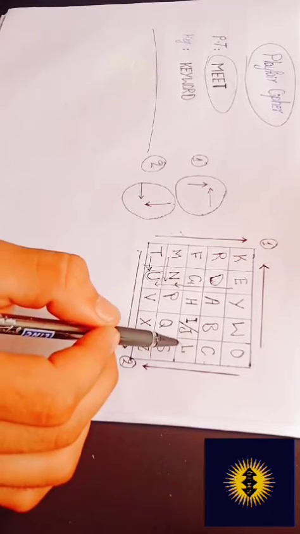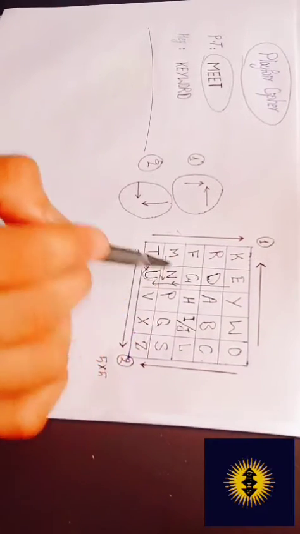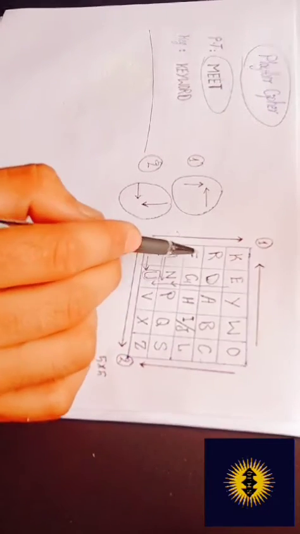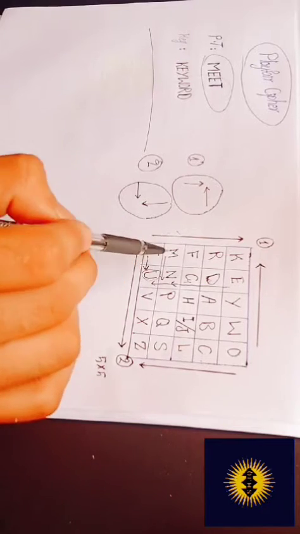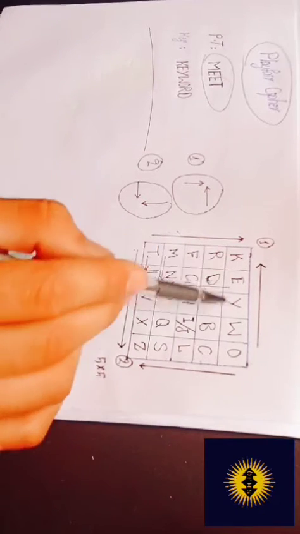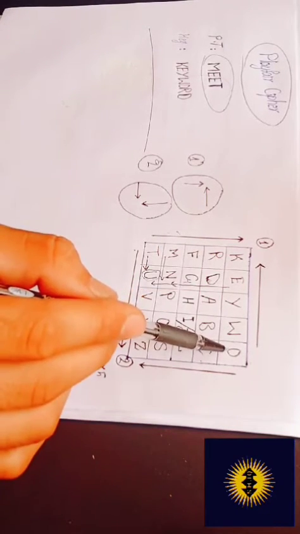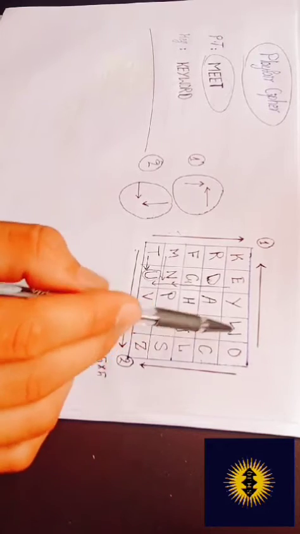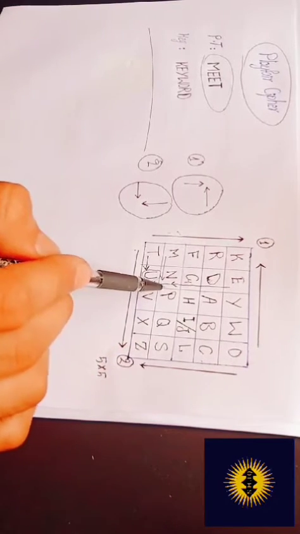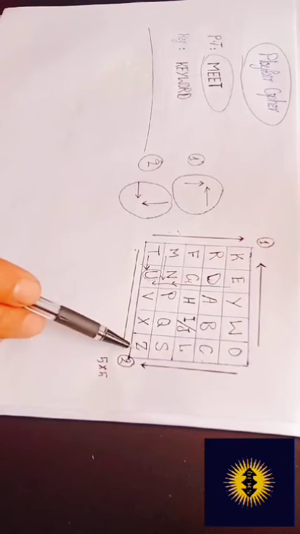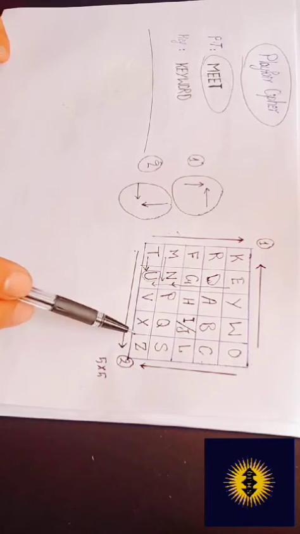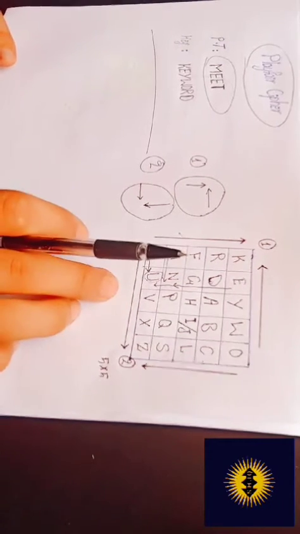After that, L is also not there, M is also not there, so we can write M. N is also not there. O is there, so we have to skip O. After that P we can write like this. We can fill all our diagram. So this was the first step.